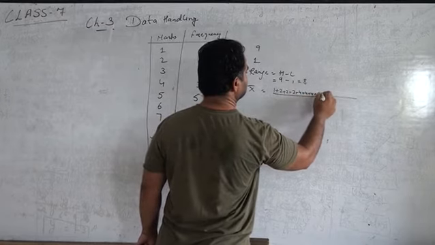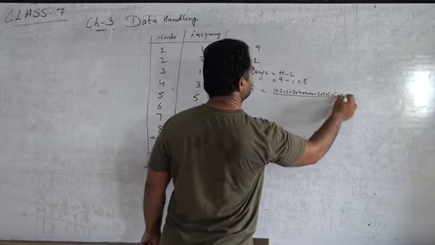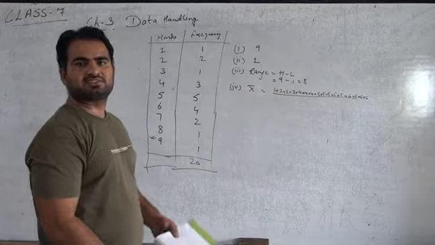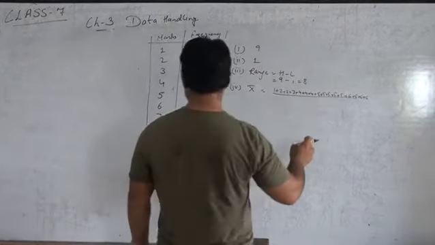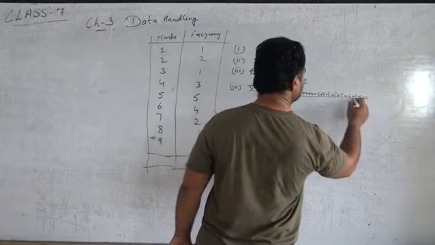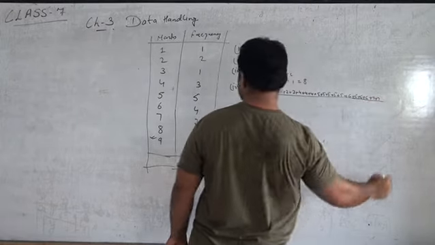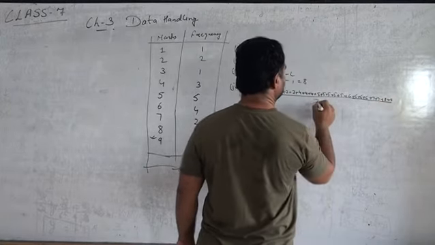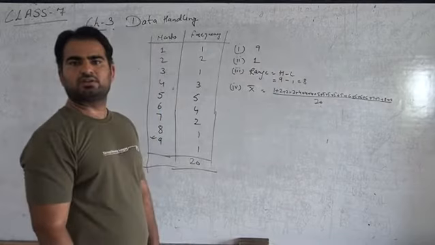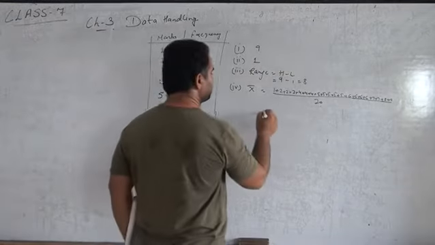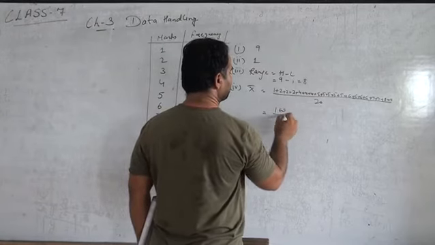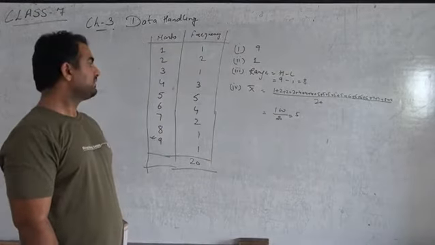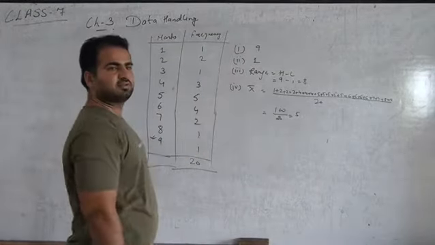And 5 is 5 times, and 6 is 4 times, so 6 plus 6 plus 6 plus 6. Next, 7 is 2 times, 8 is 1 time and 9 is 1 time. And we have to divide it by 20. When we divide, the total will be 100 upon 20. The answer will be 5. The mean of this given data is 5.